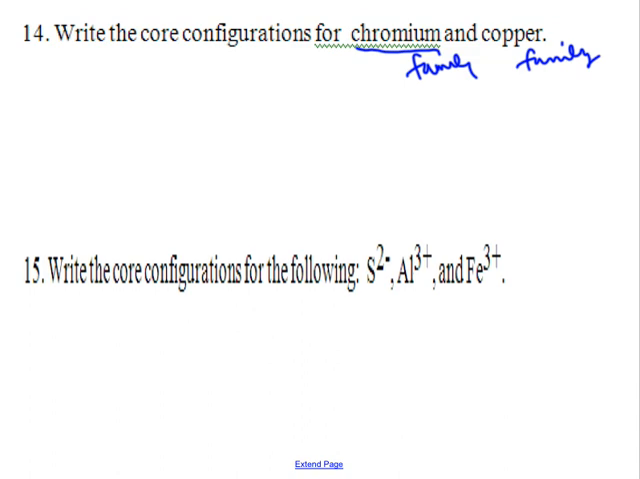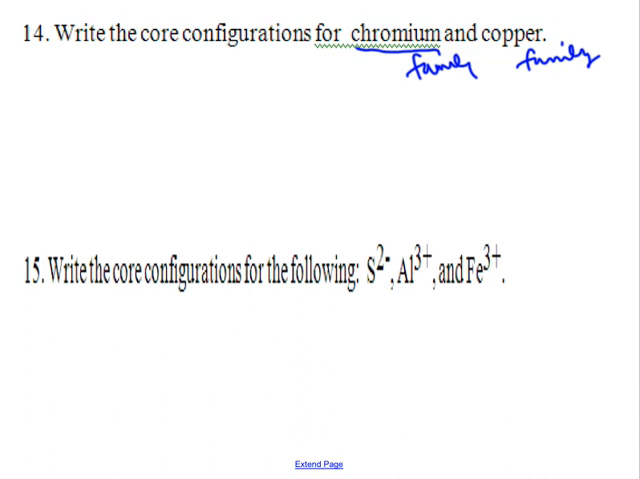Everything under it have weird electron configurations. The bad news is you still need to know why. A question you might have is, hey, copper's configuration you might think is this, but it's really this. Explain. That's what you're going to have to be able to do.